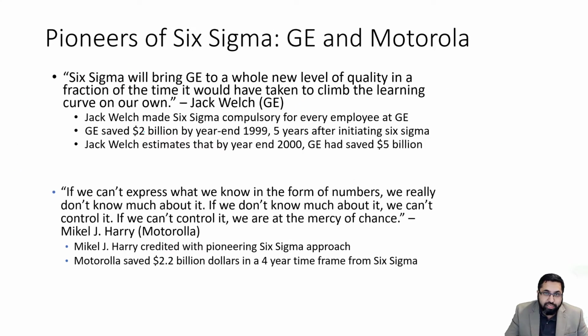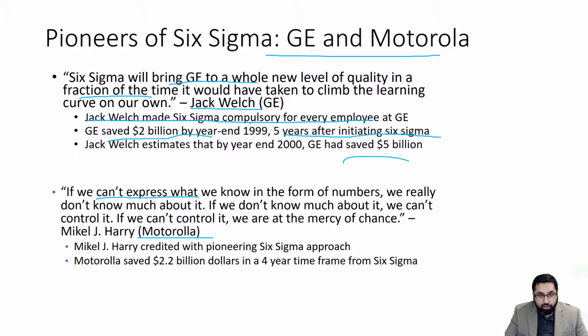The pioneers of 6 sigma were General Electric and Motorola, and they got a lot of benefit from it. Jack Welch said that 6 sigma will bring GE to a whole new level of quality. He made 6 sigma training compulsory for every employee at GE. GE was able to save $2 billion in a 5-year span of implementing 6 sigma. Okay, so that's $2 billion straight to their bottom line. And then, after another year or so, they had saved up to $5 billion.